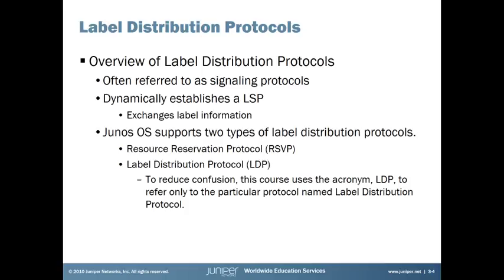Okay, so label distribution protocols, often referred to as signaling protocols, dynamically establish an LSP. And they do that through exchanging label information between the routers that are forming that label switch path. The Junos operating system supports two types of protocols, as we've already discovered, RSVP, or Resource Reservation Protocol, and LDP, or Label Distribution Protocol. To reduce confusion in this course, we're just going to use the acronym LDP to only refer to the Label Distribution Protocol, because LDP can refer to other things as well.